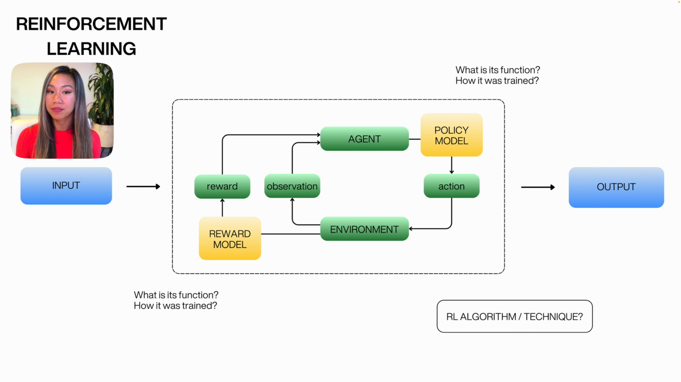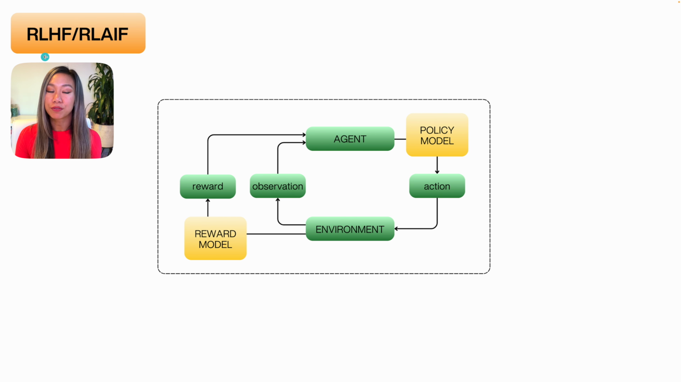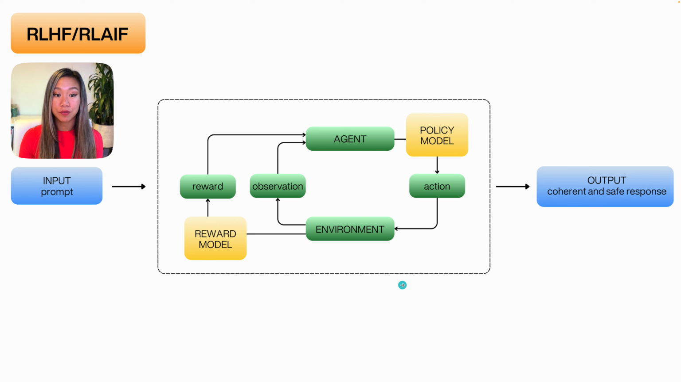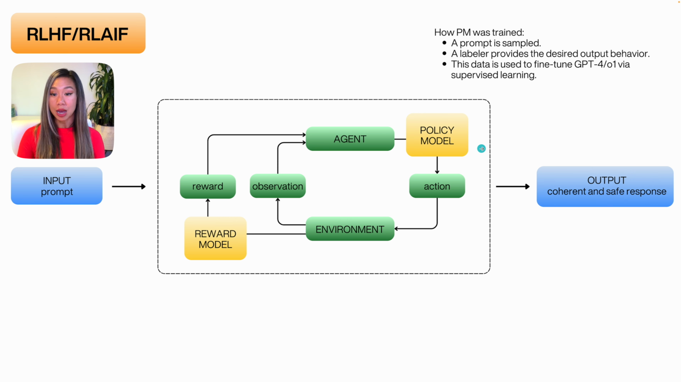All right, so now that we have the fundamentals of reinforcement learning, we can take a look at reinforcement learning with human feedback or AI feedback. So it has a similar layout where now, in the context of GPT-4 models and O1 models, your input is going to be a prompt and your desired output is a coherent and safe response, where your policy model is now a neural network.